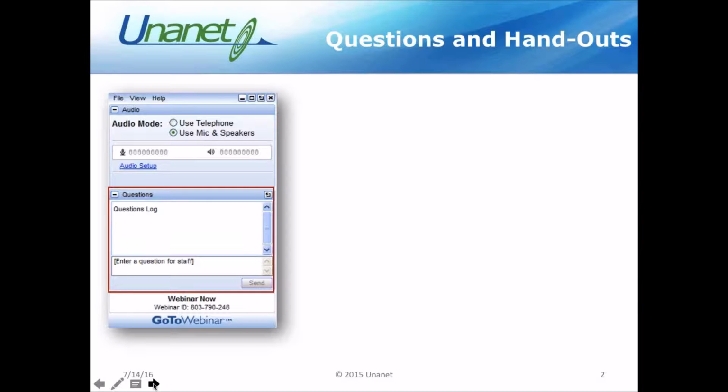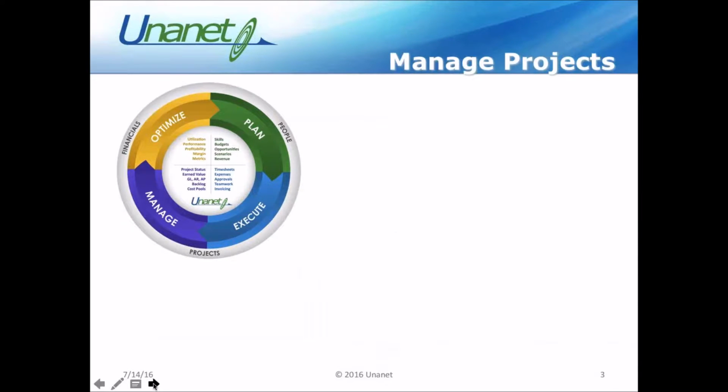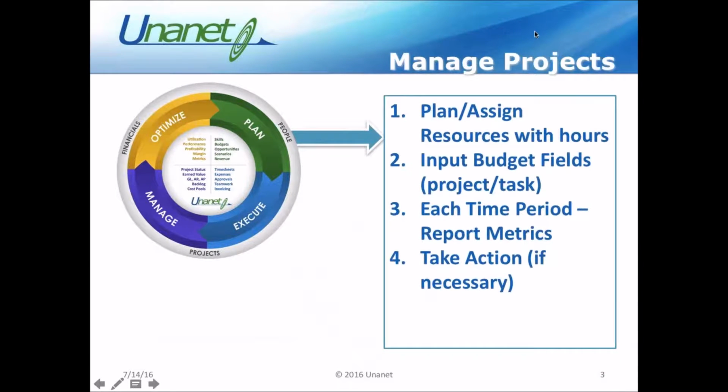All right, so let's get started. So today I wanted to just talk about these 4 steps: planning, potentially, but at least assigning your resources with some budget of hours, and inputting the budget information, hours, cost, billable amounts, if applicable, to the project and or task level. And then at the end of each time period, reporting on metrics.